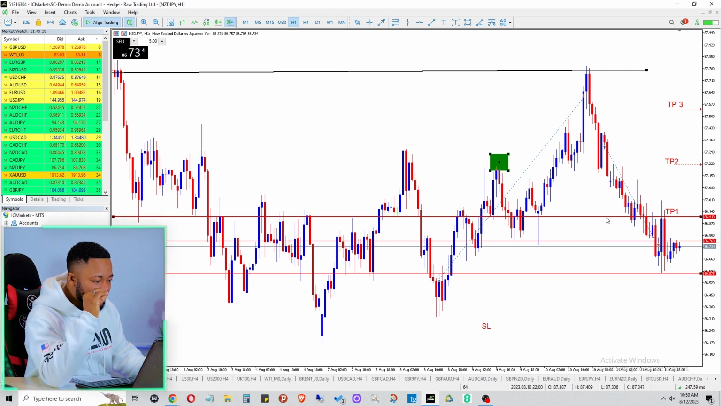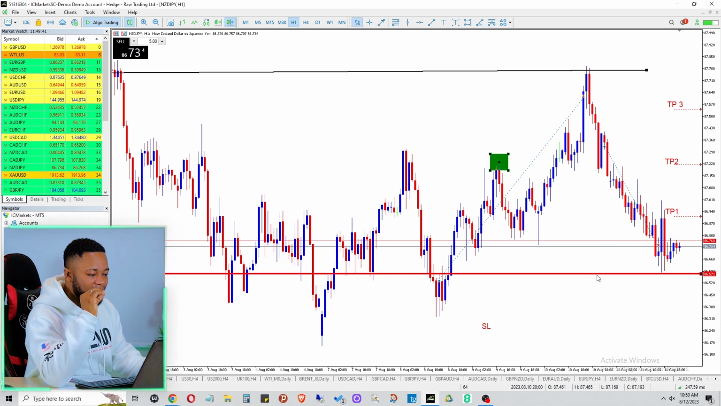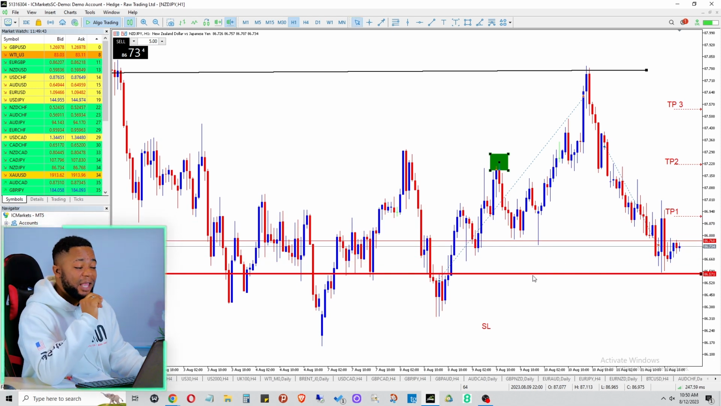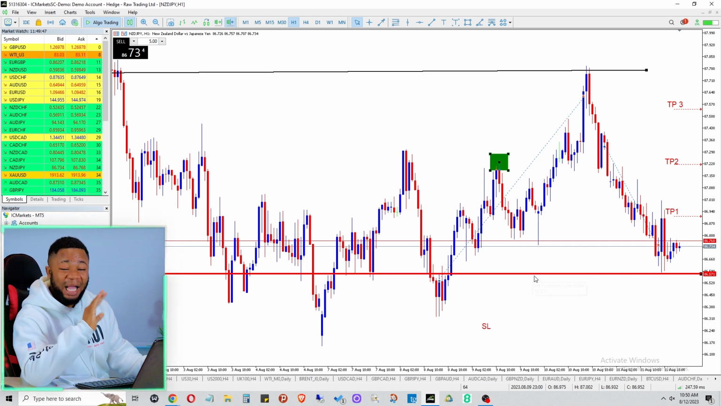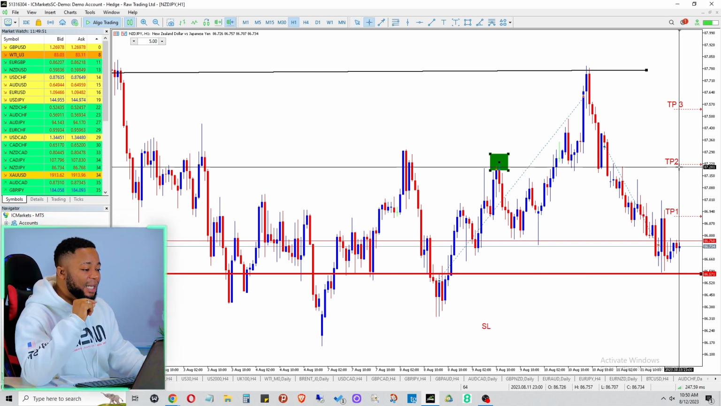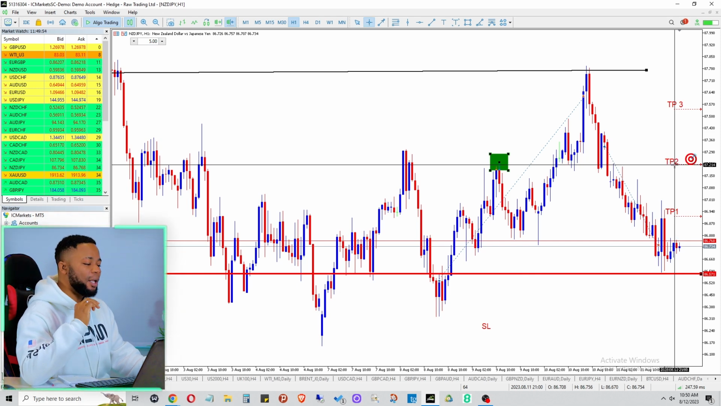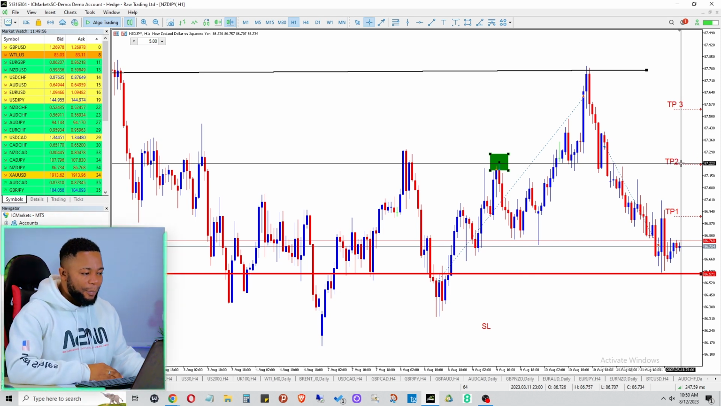So what happened again? My stop loss would have still stayed here. You can see I would have been safe if I obeyed that rule and my stop loss was still at break even, at the point where I got into the trade. That was when the market was on TP2, right? Good. At that point in time, what happened?